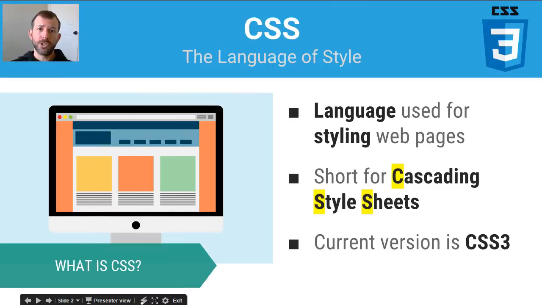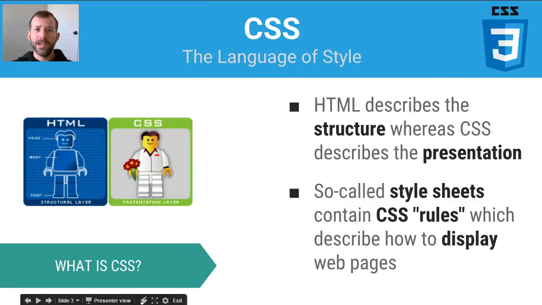CSS is the language of style. CSS is short for Cascading Style Sheet. And the current version of CSS is CSS 3. Just like HTML, CSS constantly evolves. They keep adding features to it to suit the needs of developers.